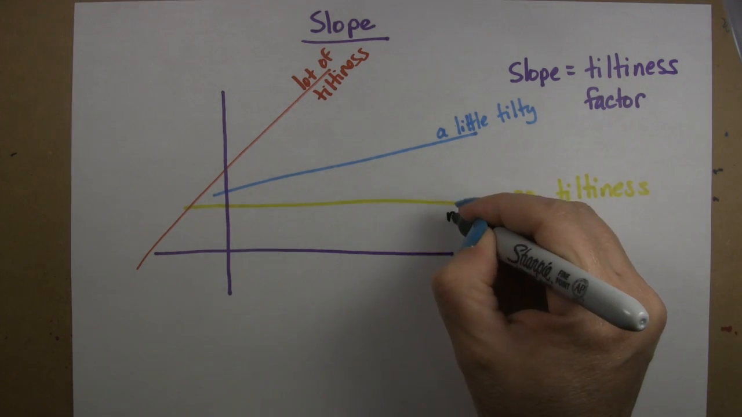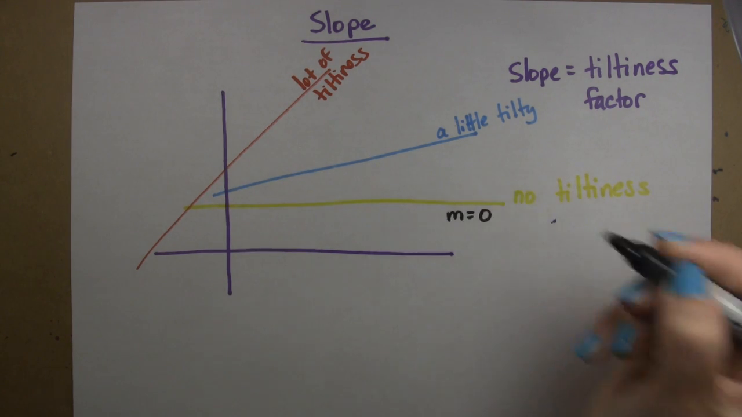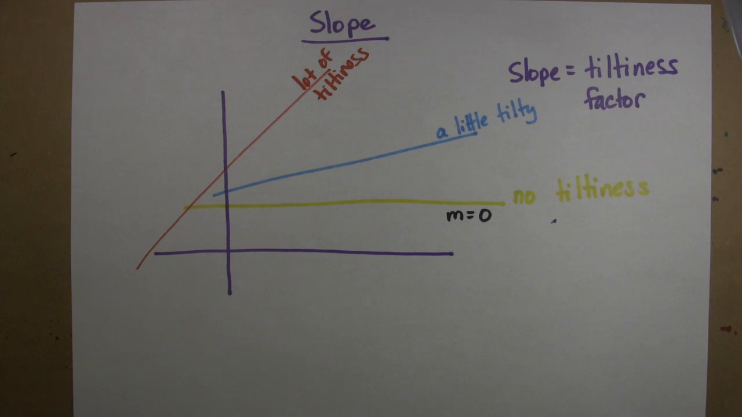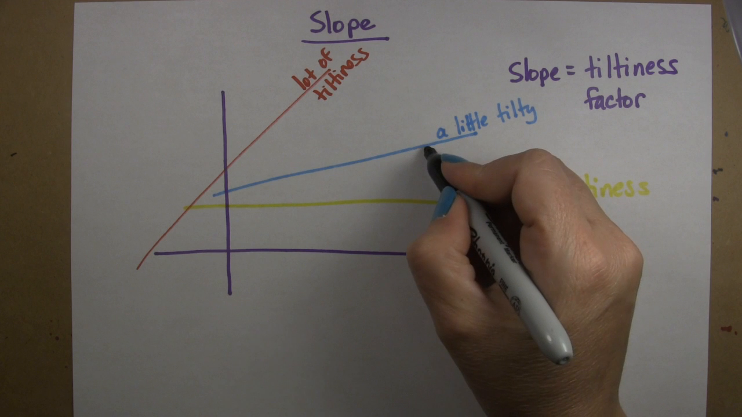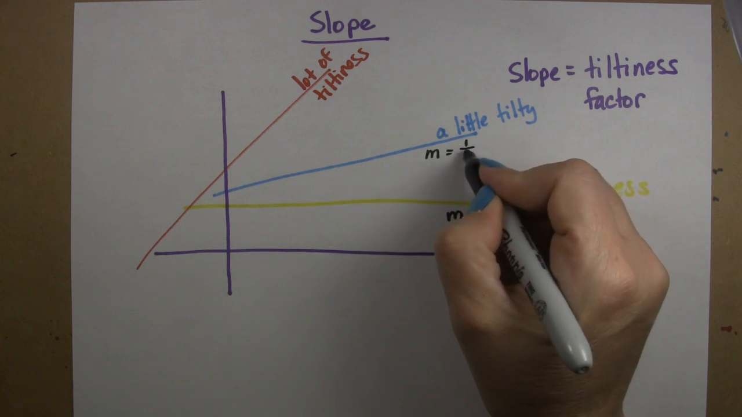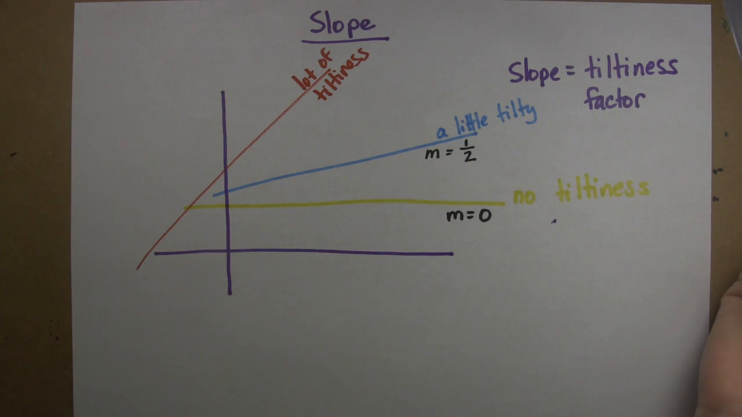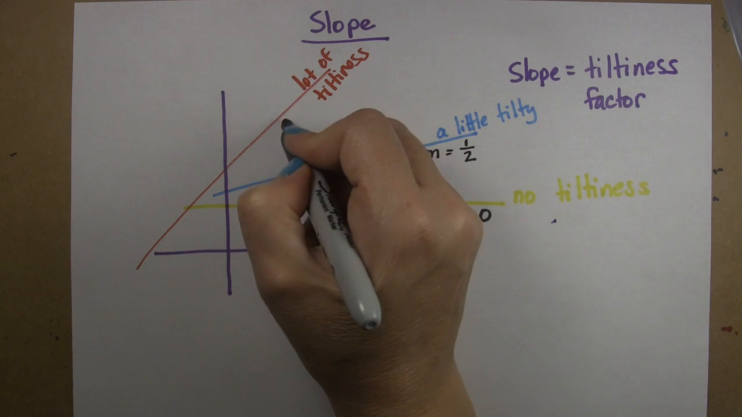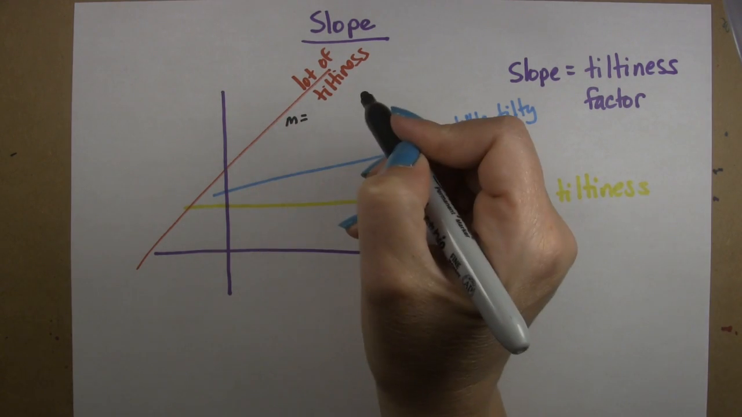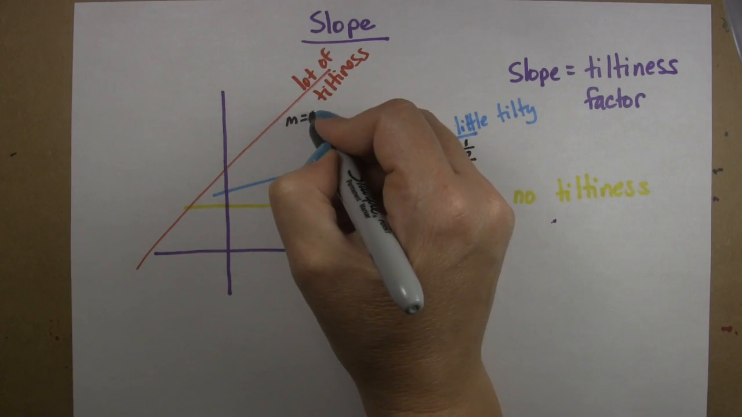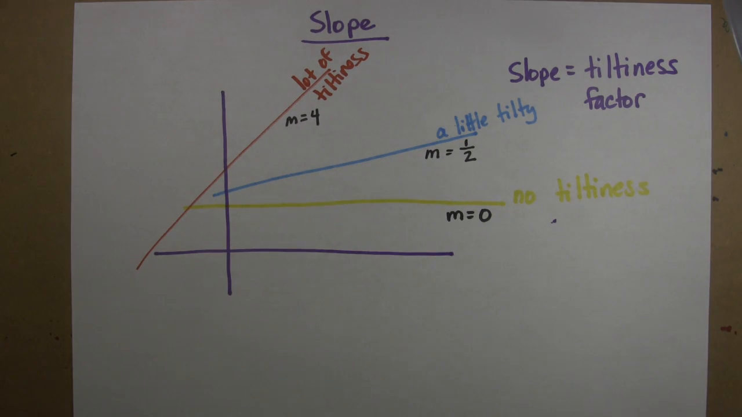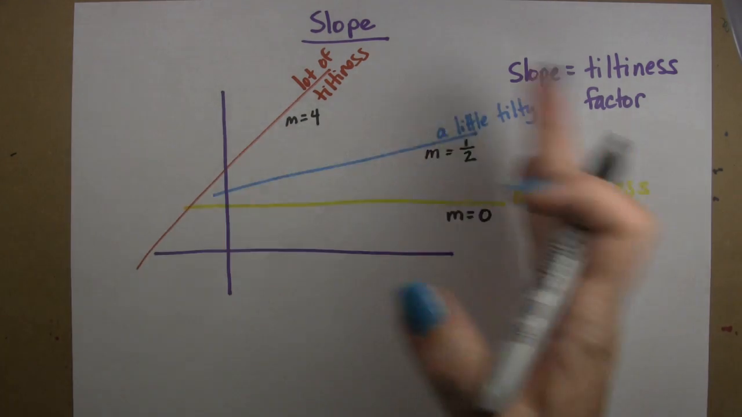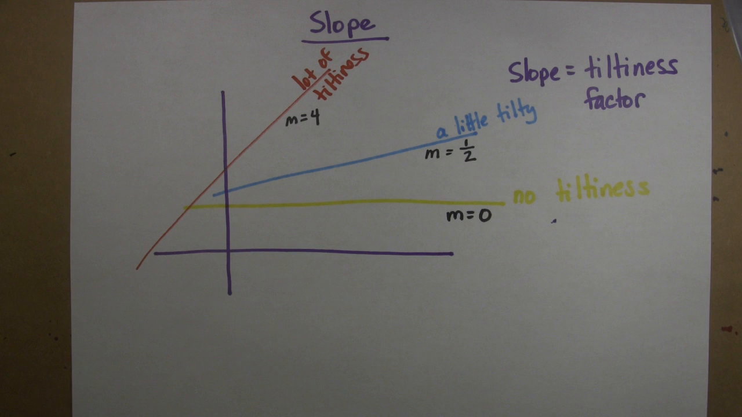So we would say here that the slope of this line is 0. That means it has no tiltiness whatsoever. A line which is a little tilty might have a slope of, let's say, 1/2. And a slope with a lot of tiltiness might have a tiltiness factor of 4. So you can see that the numbers get bigger the tiltier your line is.